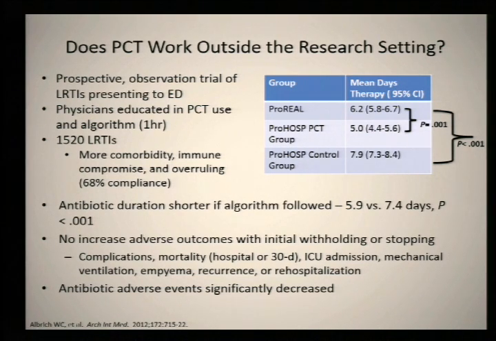But even with that, antibiotic duration was significantly shorter. And I think this is the interesting thing here. So this was this pro-hosp control group, 8 days of therapy. This is the pro-hosp PCT group, 5 days. The pro-real, which was this observational trial, 6 days. So not as good as the research setting, but still better than the control setting. And then they followed all these people, and they didn't see any increase in complications, mortality, anything bad necessarily happening to them. And they had less antibiotic side effects. So there was one U.S. center in this study, and they had like 25% compliance with the algorithm. So not fabulous.